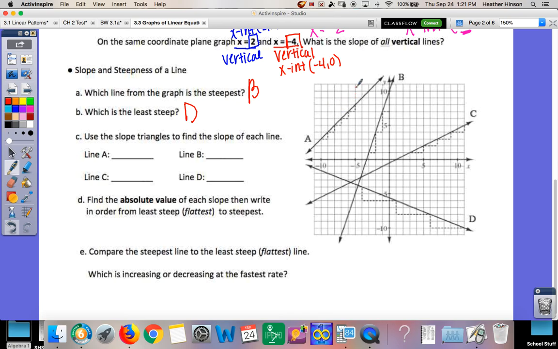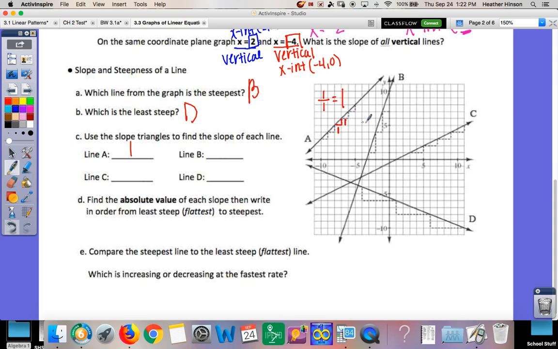So use the slope triangles to find the slope of each line. So for line A, we have little slope triangles here. What's your rise? Well, it goes up 1. And your run is running 1. So we have 1 over 1, rise over run. 1 divided by 1 is just 1. So your slope for A is 1.